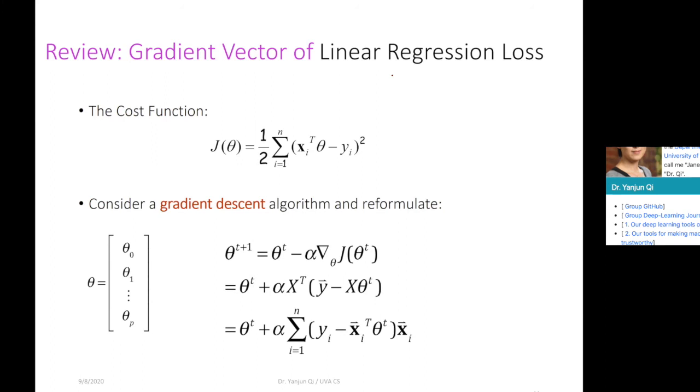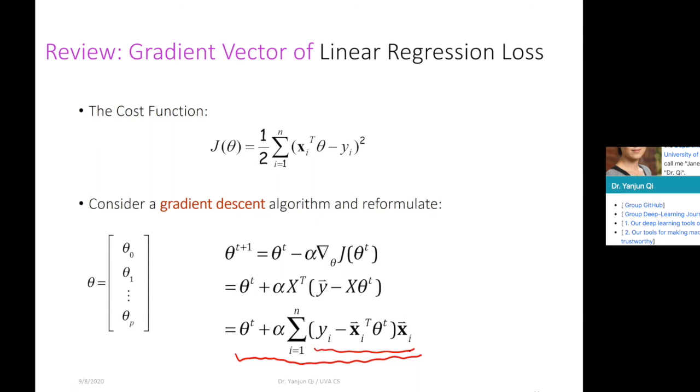We have this J theta function, which is just the summation of 1/2 of all the errors over all the training data. Then you take a gradient. So your gradient still has the form theta t plus alpha, using the most simple way to represent it. It's just a summation of all the specific terms from all the training samples. All right, so I think you can almost guess what stochastic gradient descent is.